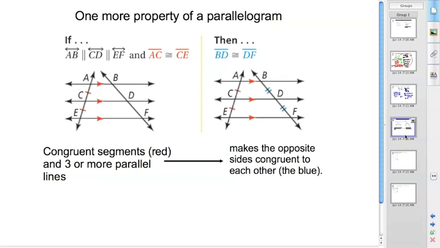Last property, if you have congruent segments and 3 or more parallel lines, that makes the opposite sides congruent to each other. So again, you have 3 or more parallel lines. You know that the transversal is going to be congruent on the same side between the parallel lines. That means the other transversal is also going to have congruent segments.